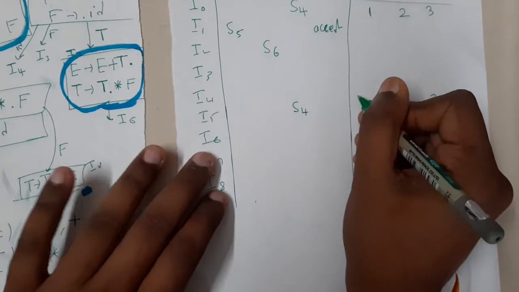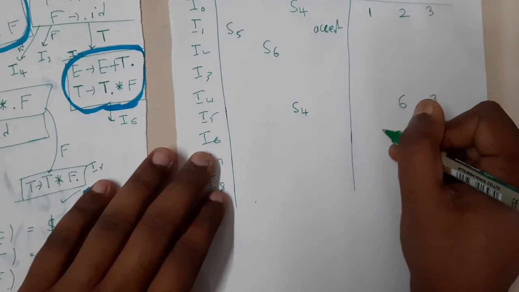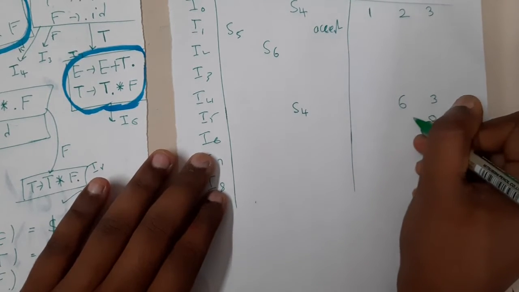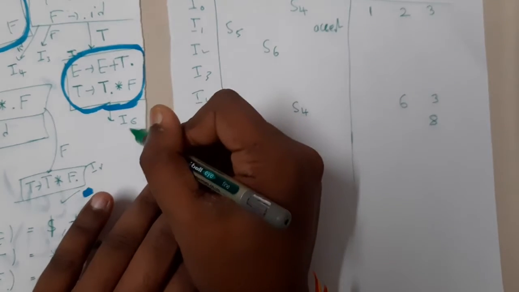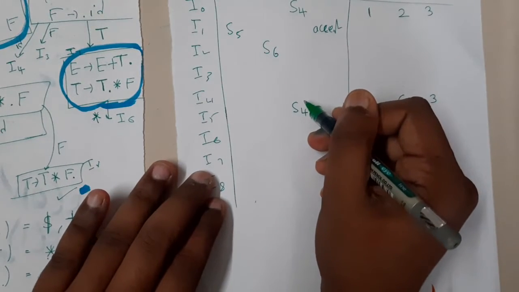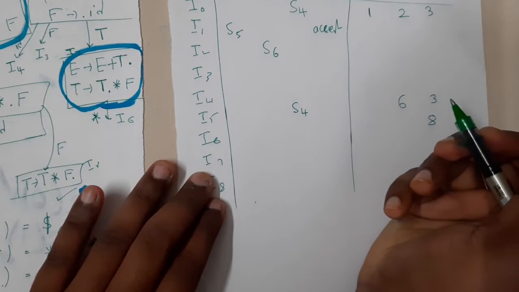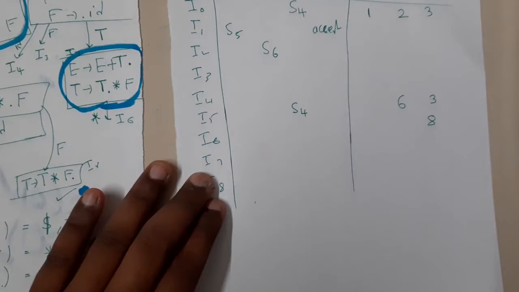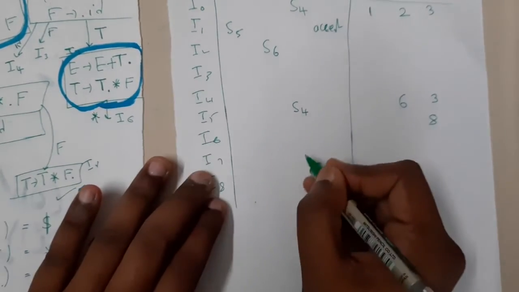Similarly from I6, with F I am going to 8, right? With F, where is it? Here, 8. Similarly from I7, is there anything? From I7 I'm going to I6 with what, guys? With the star, right? Yes. So with the star from I7, is that with star only? Yes. So with the star I am going to S6.